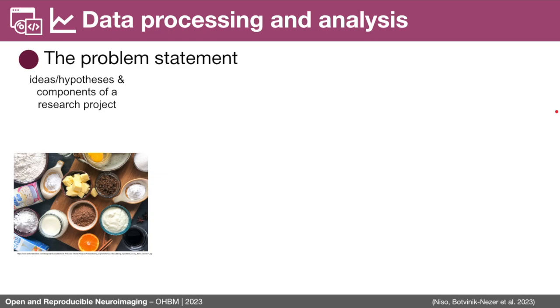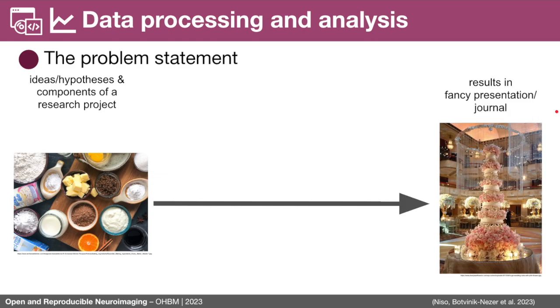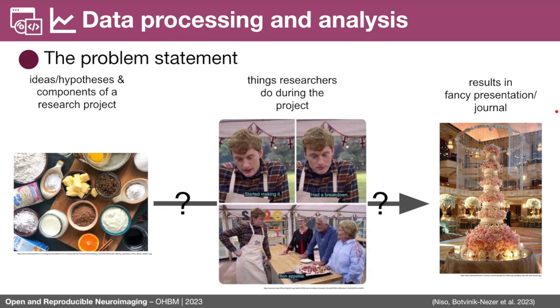And the basic thing we're trying to tackle here, we want to communicate to you, is that there's a specific problem statement when it comes to data processing analysis within the light of open reproducible neuroimaging. Because usually what we see and are aware of is there are some ideas and hypotheses and some components of a research project, and at some point we get results in a fancy presentation or journal. However, what we usually don't get at all is all the different things the researchers do during the project, all the different avenues to try to explore, and everything that basically led up to the presentations of the results.